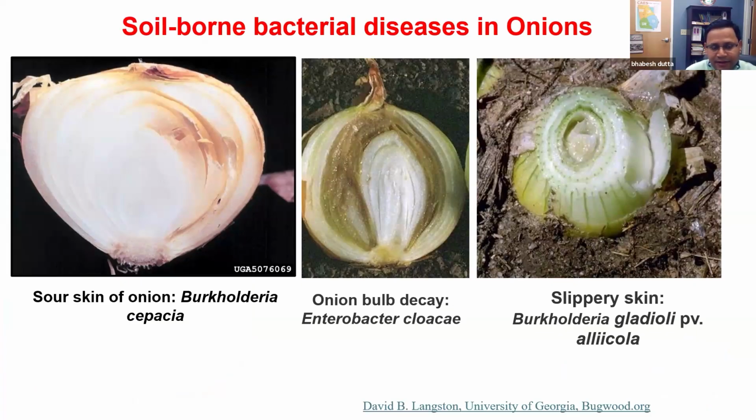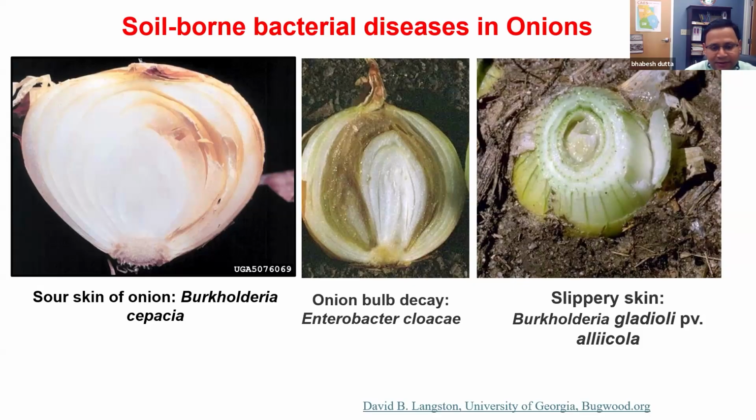Some of the important examples of soil-borne bacterial diseases and the symptoms are listed in this figure. You can see on your left is called sour skin of onion. This particular bacterial disease is caused by a Burkholderia species complex, particularly a gram-negative bacterium, Burkholderia cepacia. It leads to pre-harvest and mostly post-harvest losses.